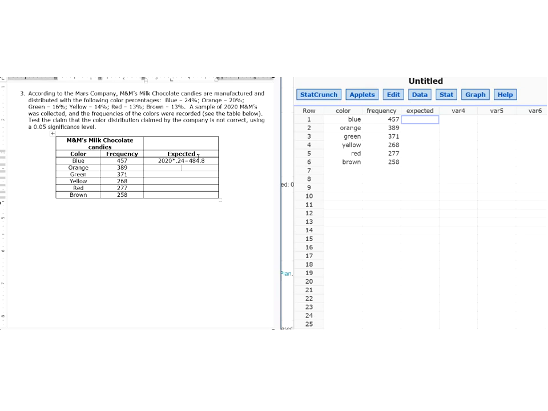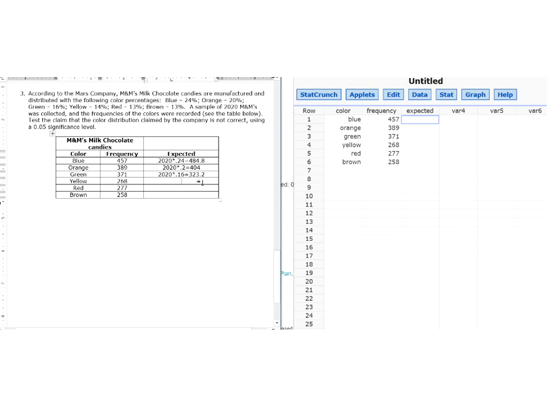So then for the orange, the claimed proportion was 20%, so I'm going to multiply my sample size times 0.2. That gives me 404. For the green, it was 16%. So that's going to give me 323.2. And when you're doing these, don't round the numbers unless it's something that's repeating a lot, but in that case, take it out to several decimal places.